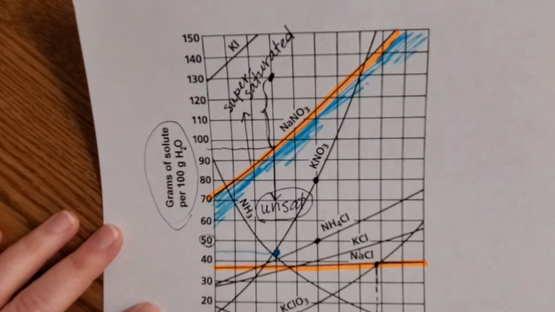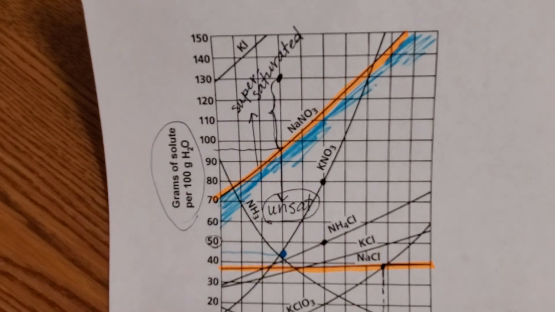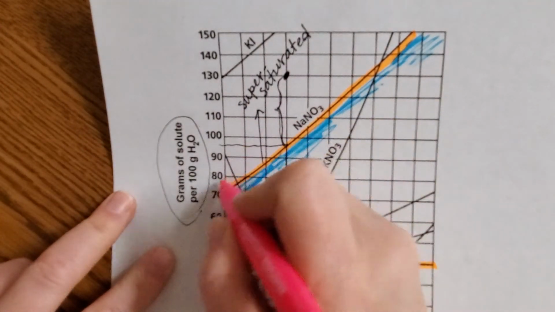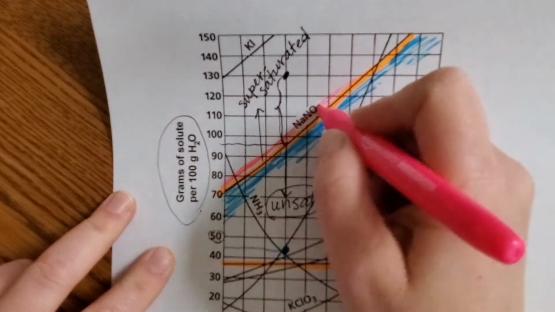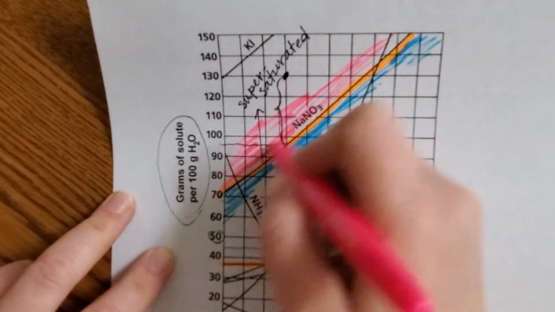So let me get a different color. Do I have green? Oh, I thought I had green. Oh, I have pink. I can do pink. There we go. I know this is not very good coloring, sorry.